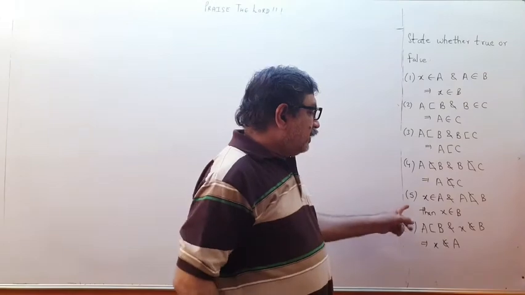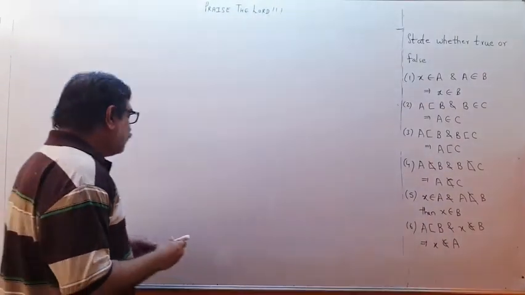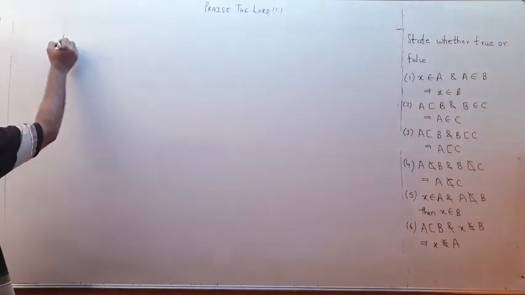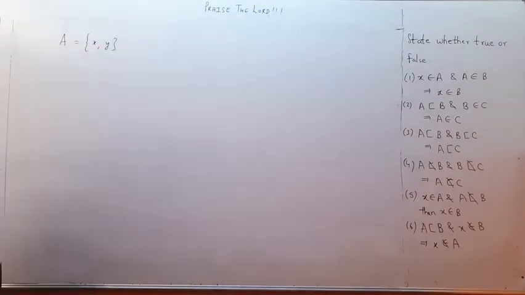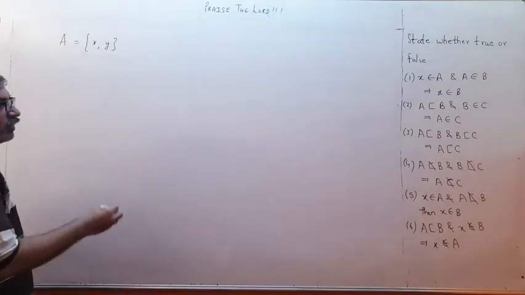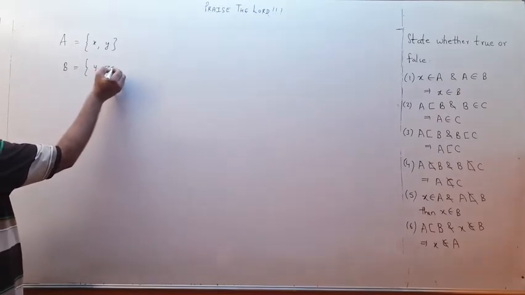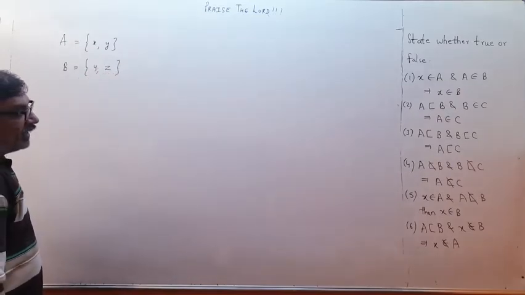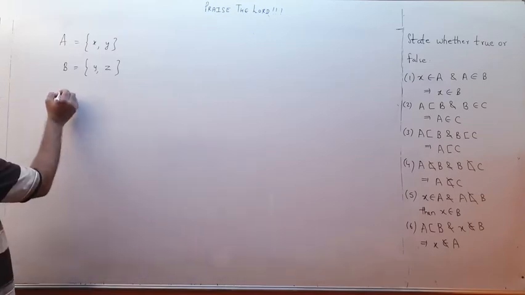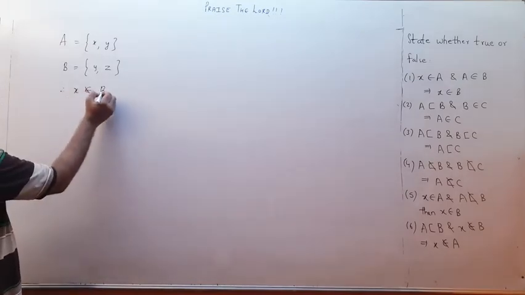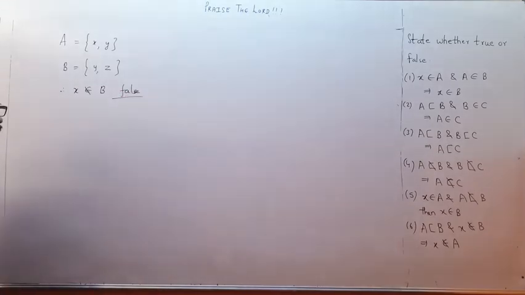See, fifth one, X belongs to A and A is not subset of B. So X belongs to A, so maybe A is equal to {X, Y}. X belongs to A. A is not subset of B, so maybe B can be {Y, Z}. Then X belongs to B? No, we have proved X does not belong to B. So therefore, X belongs to B is a false statement. Counter example I have given.